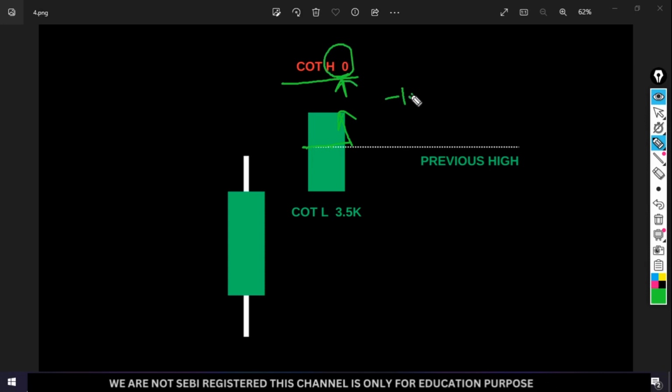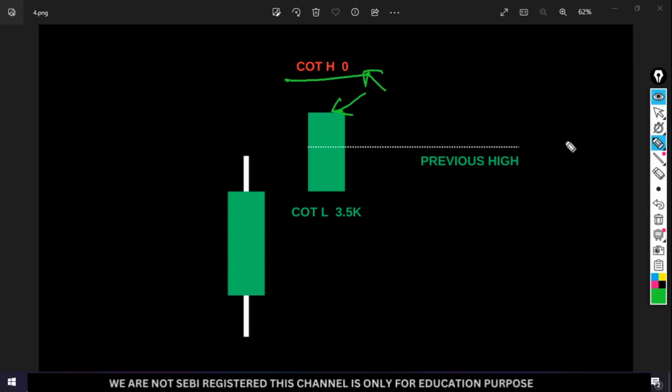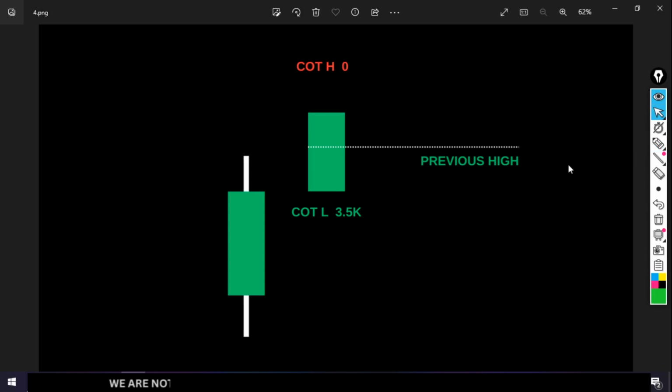Previously it was minus 1.0k or minus 1k, right? So what do you understand about when the COT high value is reset to 0? It means whenever the high value is going to be tested one more time, or it is going to break the high, at that time the COT high value is going to reset to 0. I hope you understood this concept, right?